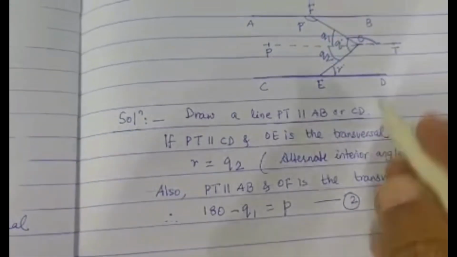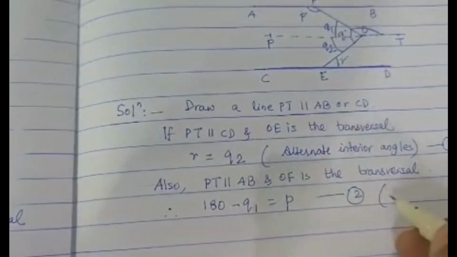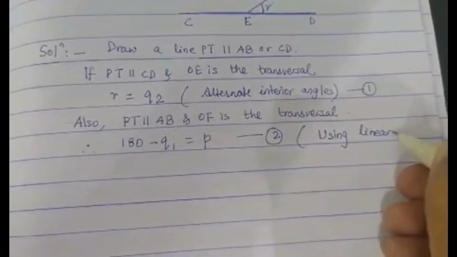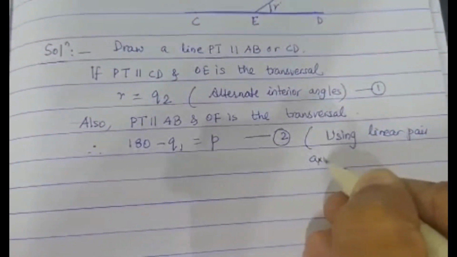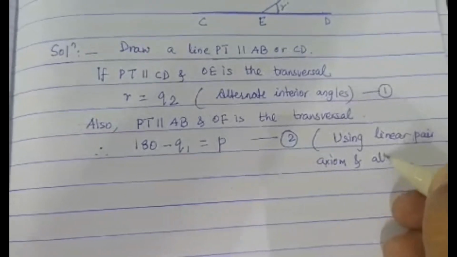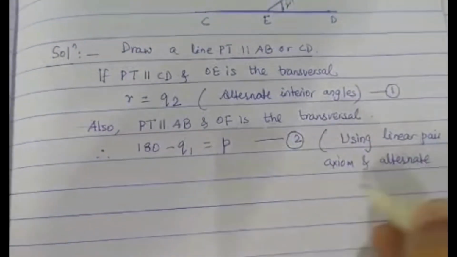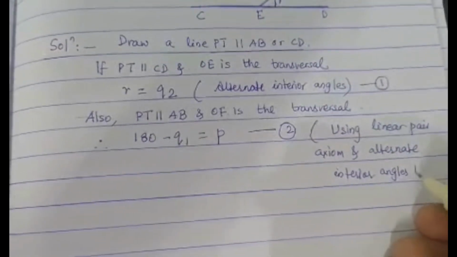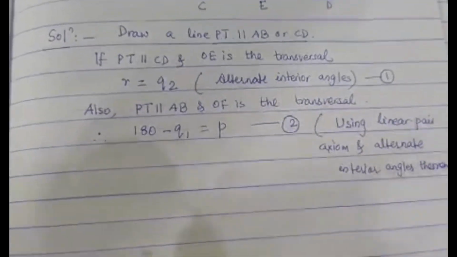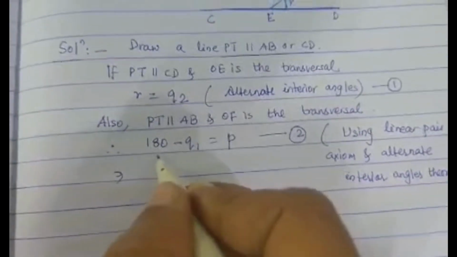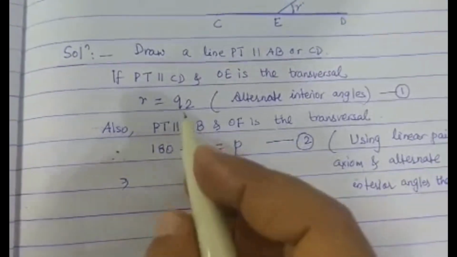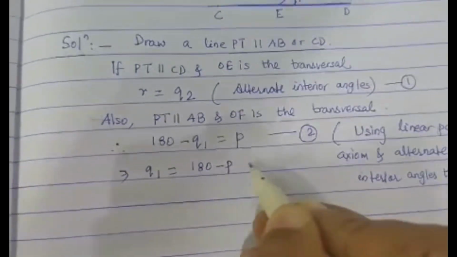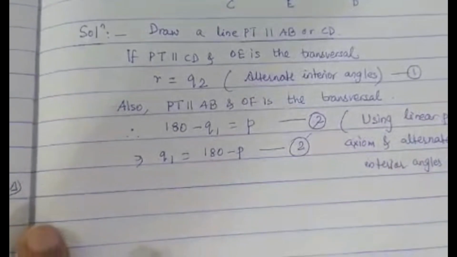You can write that these are the alternate interior angles and that one is the linear pair axiom. So using both of these, the linear pair axiom and the alternate interior angles theorem, 180 minus Q1 equal to P. This implies Q1 equal to how much? Q1 equal to 180 minus P. This is equation 2, the same equation.